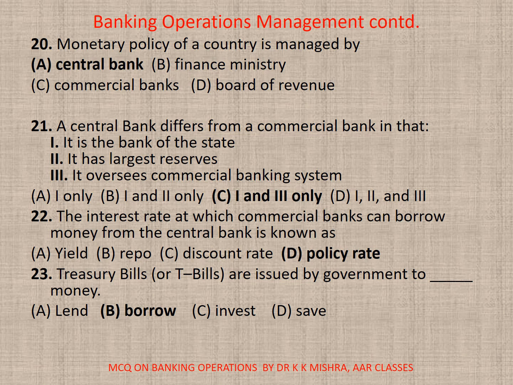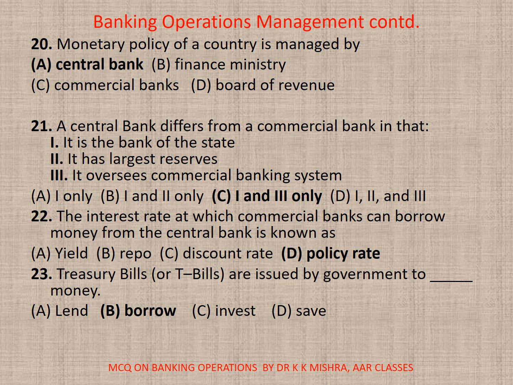21. A central bank differs from a commercial bank in that first, it is the bank of the state, second, it has the largest reserves, third, it oversees the commercial banking system. So, from among the options available, here only option C is correct, that is first and third statements only.